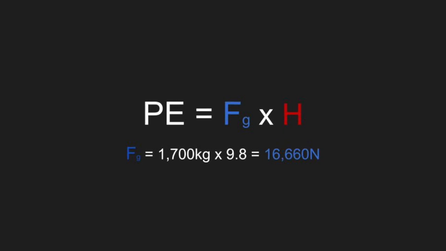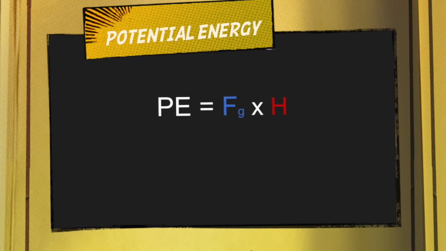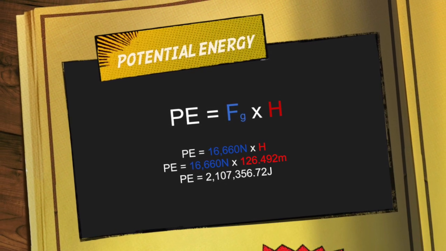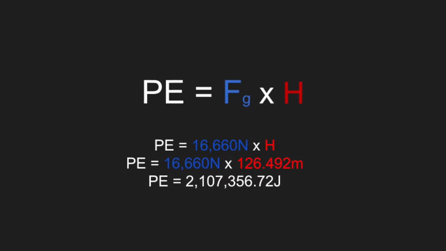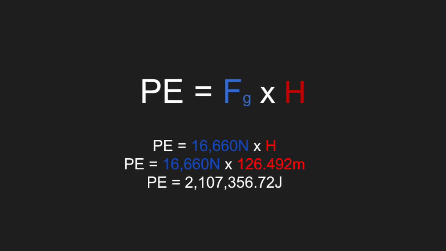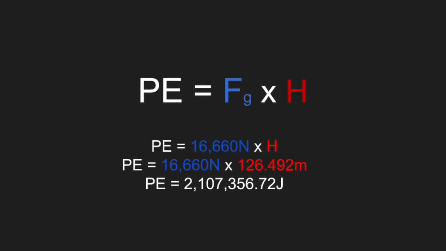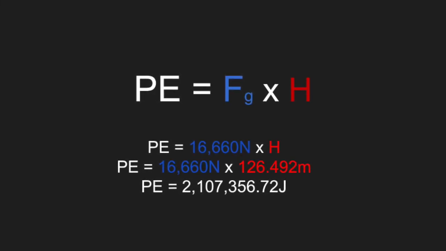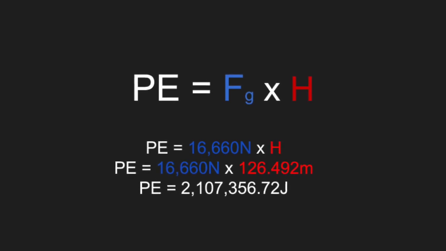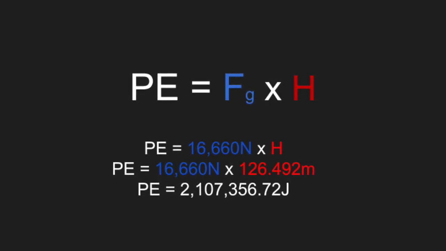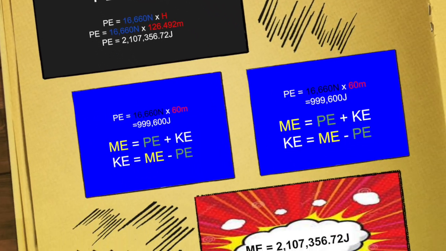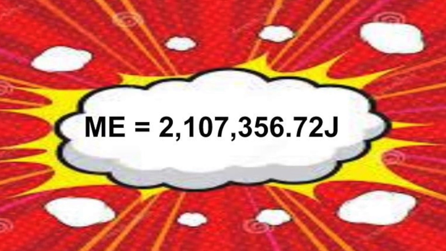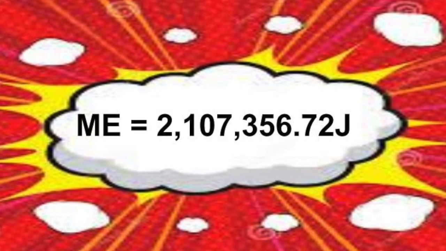16,660 newtons. Referring back to our original equation, we can now substitute the force of gravity for 16,660 newtons. The height of the ride is 126.492 meters. Once we multiply, the potential energy equals 2,107,356.72 joules. This is also our mechanical energy, because at the top of the ride, the kinetic energy is equal to 0.